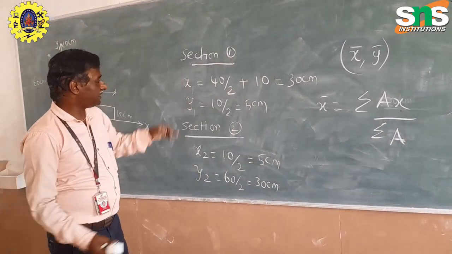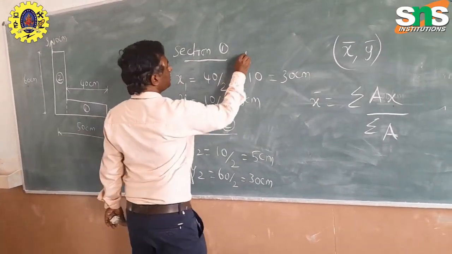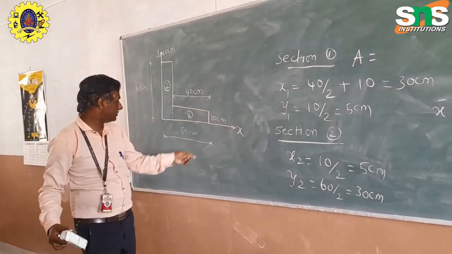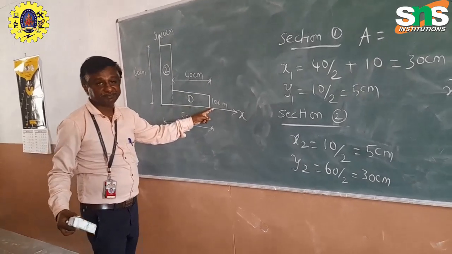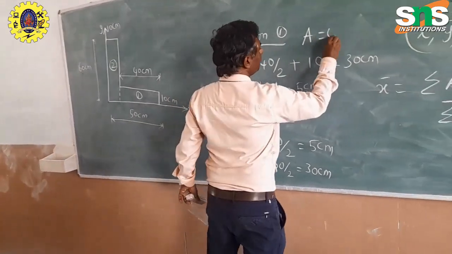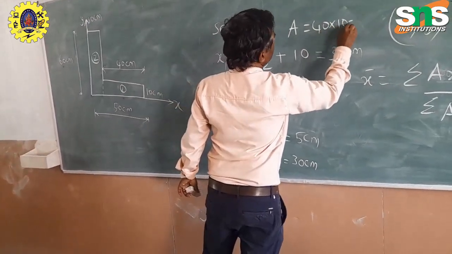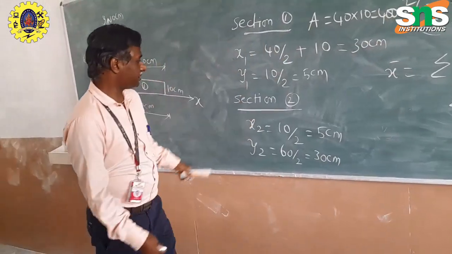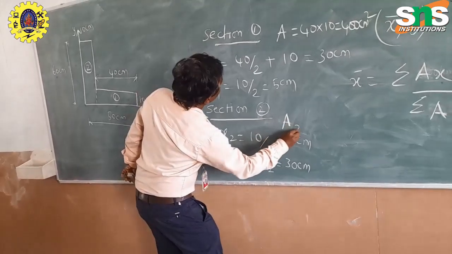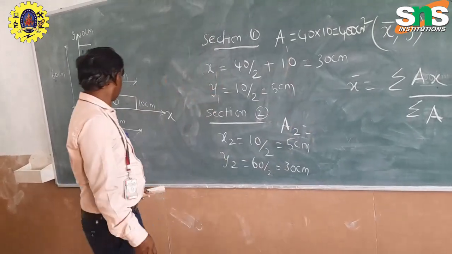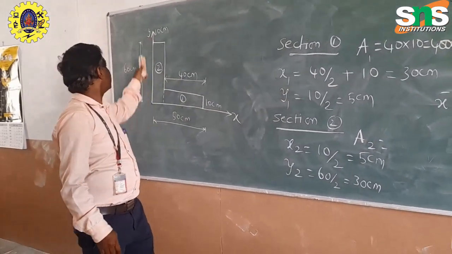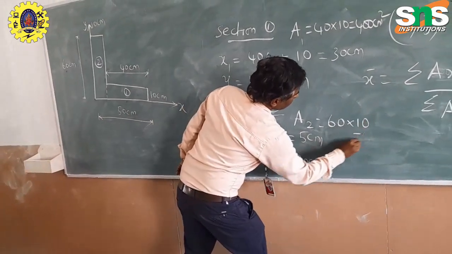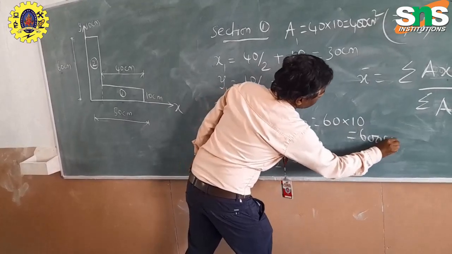So for section 1, what is the area? Here you consider section 1, this rectangle. So this is 40 into 10. So total is 400 centimeter square. For section 2, area A2 equal to total it is 60 into 10, and this is 600 centimeter square.